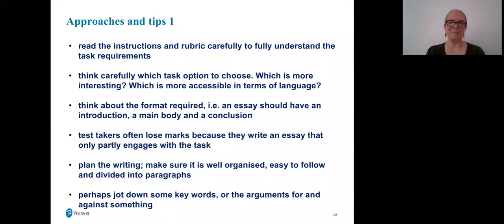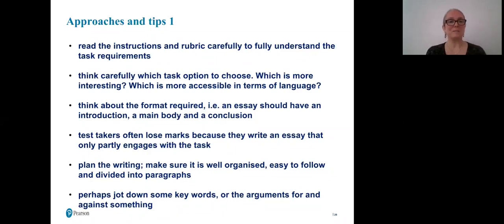the task requirements. Every session, unfortunately, we do receive responses that haven't engaged properly with the task. They will be penalised when we're marking, and I've got an example of that to show you on the next slide. So do spend a few moments and think carefully which is the best task option to choose.